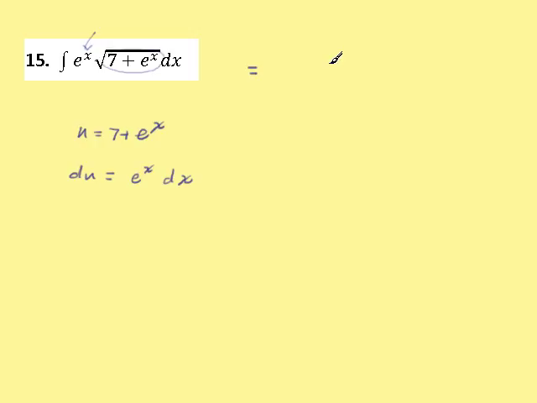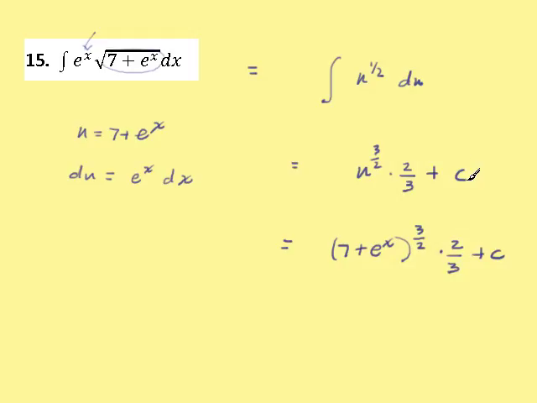All right, so let's do our substitution. So for e to the x dx, we have du. And here we have square root u, or u to the 1/2. So this is equal to u to the 3/2 times 2/3. And now substituting back, we have 7 plus e to the x to the 3/2 times 2/3 plus c. Let me put the plus c here as well. Okay, and that's it.